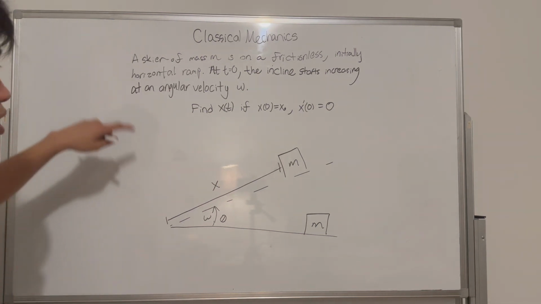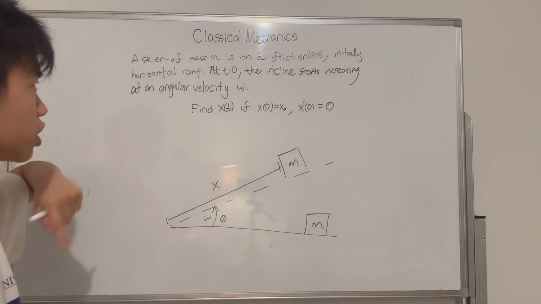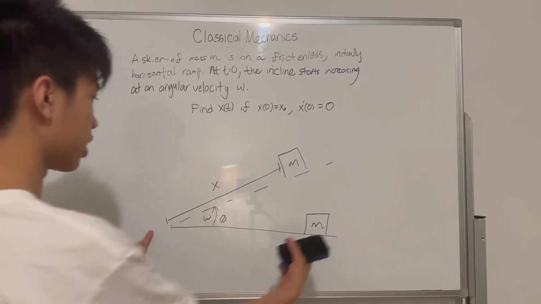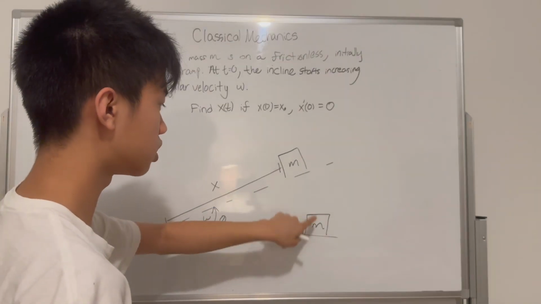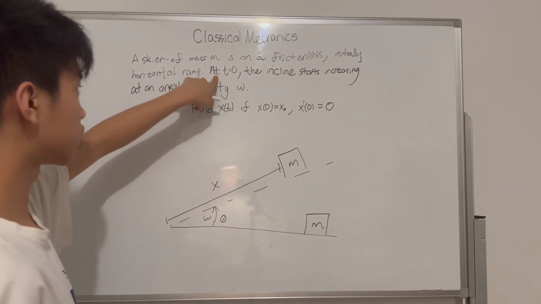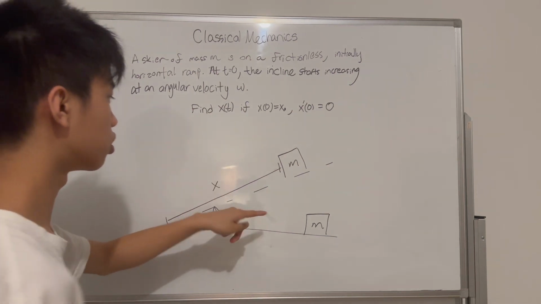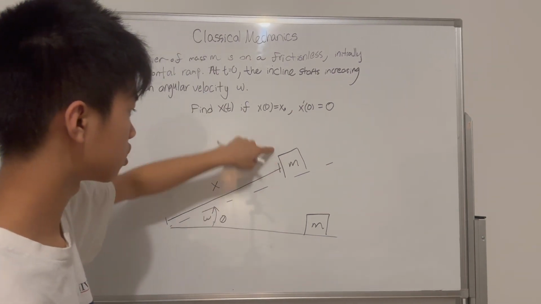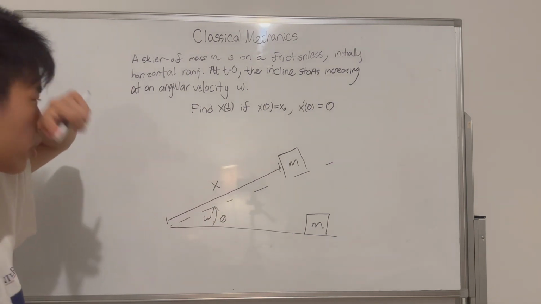Okay, anyways, so the problem is a skier of mass M is on a frictionless, initially horizontal ramp, so like this. And if it's horizontal, there's no imbalance in the forces, so it doesn't move. So at t equals 0, the incline starts increasing at an angular velocity omega. So it turns into this, or the incline is slowly getting steeper and steeper as time progresses.